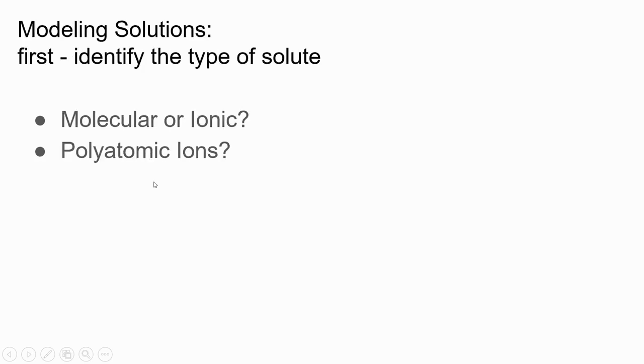All right, so when we are modeling a solution, what you're going to do in ALEKS is it will have some pictures, it will have a compound, and then you just pick which picture matches what the solution will look like. So these are some questions that you need to check. Is the compound that you're modeling that is soluble, is it molecular or ionic? And then are there polyatomic ions? And this is going to help you decide what this compound will look like when it's dissolved in a solution.